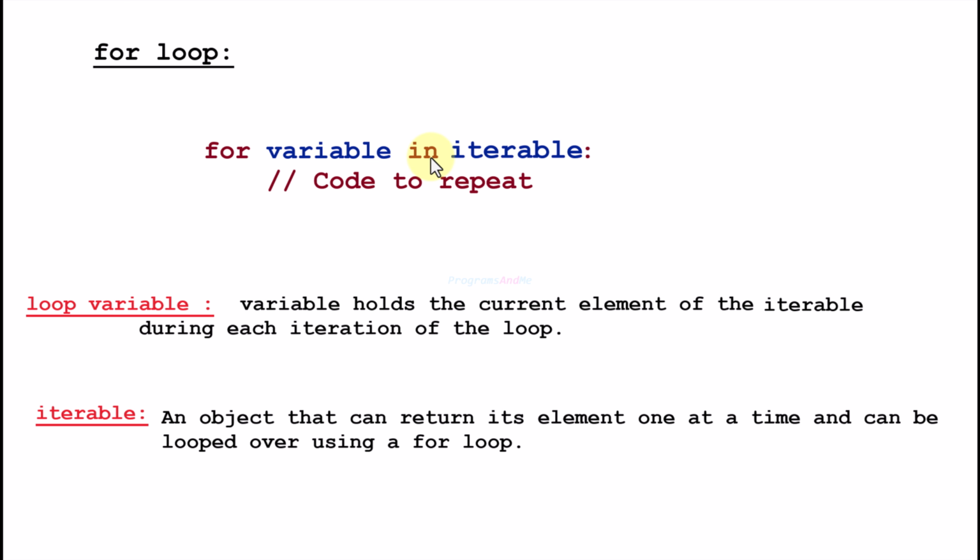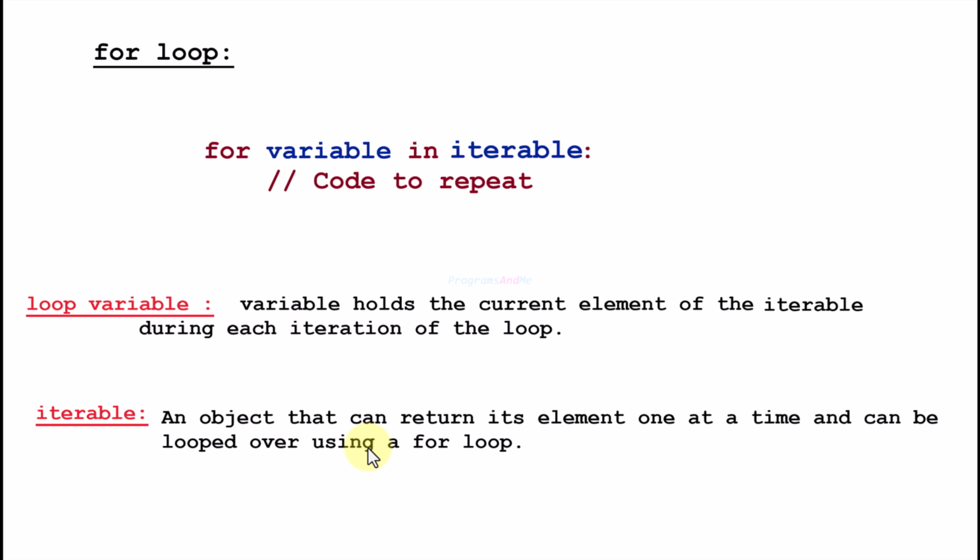And here in is a membership operator. Next, iterable. It is an object that can return its elements one at a time and can be looped over using a for loop. For example, list, tuple, dictionary, strings, these are all iterables. Okay, so this is about the syntax.